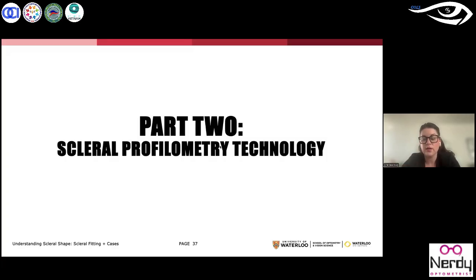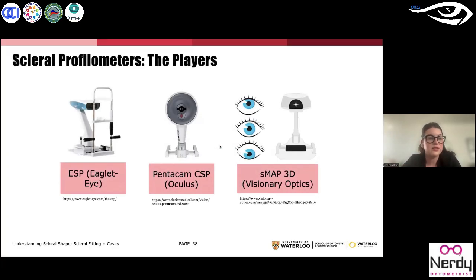That was a lot. Let's look a little bit at some of the players in the scleral profilometry world, where we're getting all this data from. I have personal experience with the ESP, the Eaglet ESP, and the Pentacam CSP from Oculus. There are two main types of these profilometers, reflection-based and Scheimpflug imaging. Reflection-based ones require the use of fluorescein to capture data because the sclera, unlike the cornea, has very poor reflectivity.